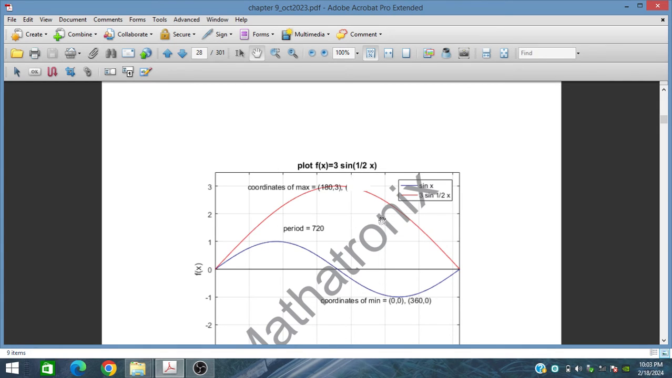This is maximum value, and maximum multiplied by 3, so that's why this is 3. So this maximum value is at 180 degree, and the magnitude is 3 here at 180 degree. And here we have no minimum value. This is 0 and 0, and this period is basically 360 multiplied by 2, so 720 degrees is the period of this function.